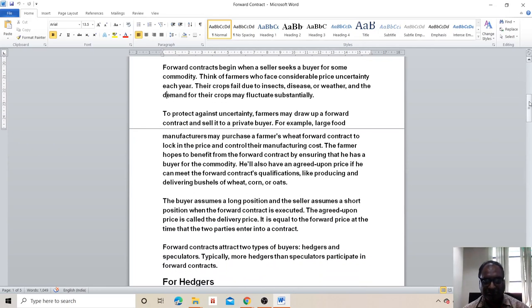So the buyer assumes a long position and the seller assumes a short position. When the forward contract is executed, the agreed upon price is called the delivery price. It is equal to the forward price at the time that the two parties enter into a contract. Forward contracts attract two types of buyers: hedgers and speculators. Typically, more hedgers than speculators participate in forward contracts. About hedgers and speculators, we will discuss in the next class.